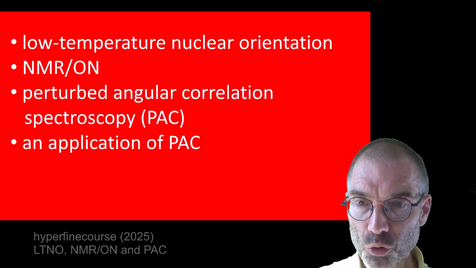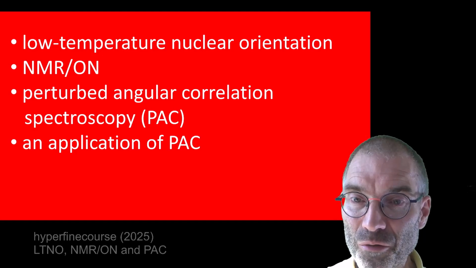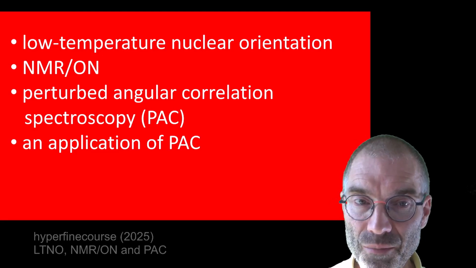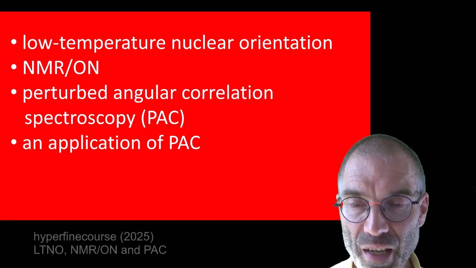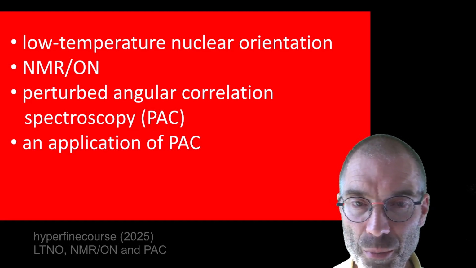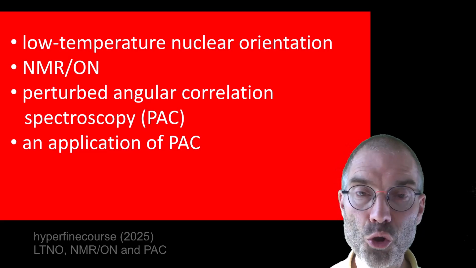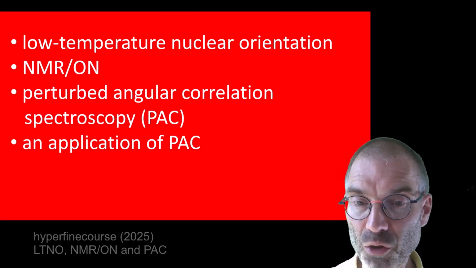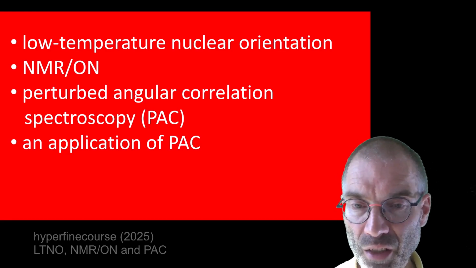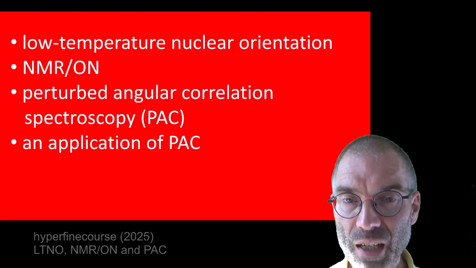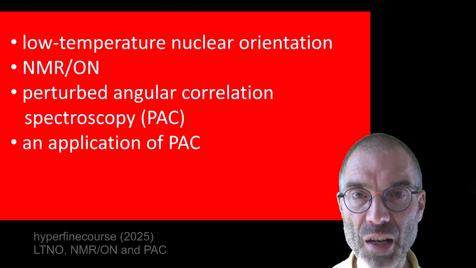What are we going to do? Well, the 3 methods define the 3 topics of this webinar: low temperature nuclear orientation, NMR on oriented nuclei, and perturbed angular correlation spectroscopy. At the end, there will also be a short recap of the entire course, a summary in 2 minutes, and a reminder about some of the exam-related information for those of you who take the formal exam.